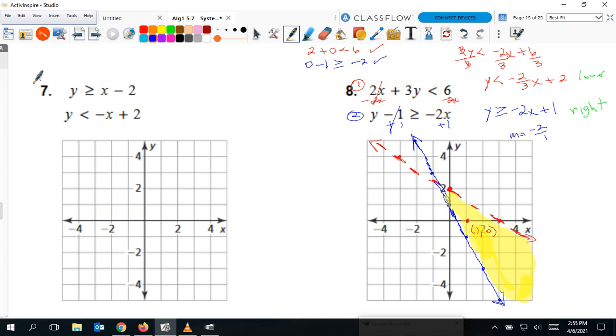All right, so go ahead and pause the video now and try number 7. See if you can do number 7 and get the correct solution region. You want to draw the two boundary lines first and then figure out which of those 4 regions is the solution region to shade. So go ahead and do that and then check your work once you're finished with it.